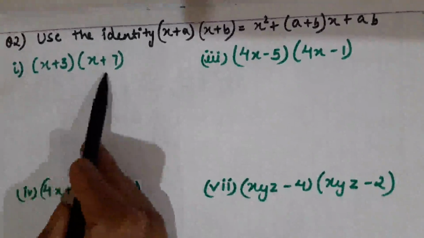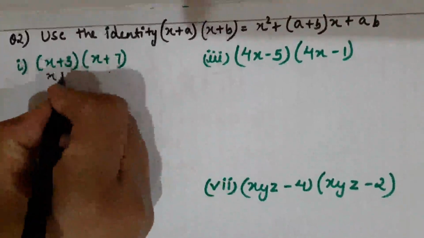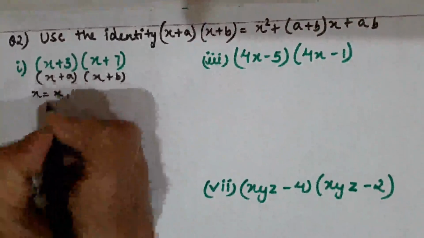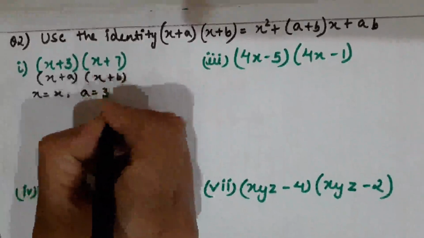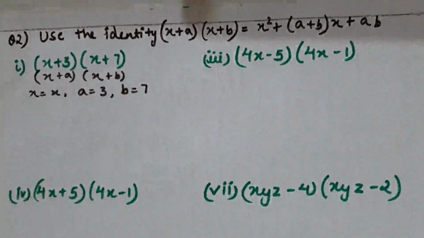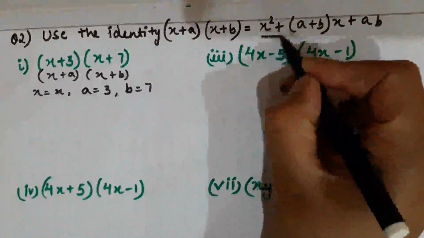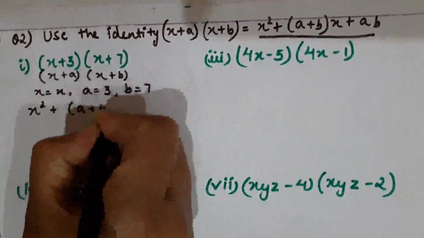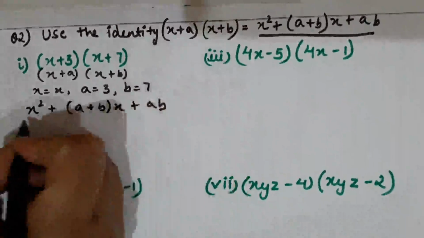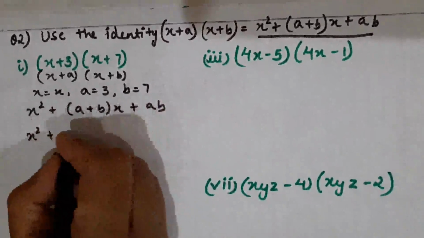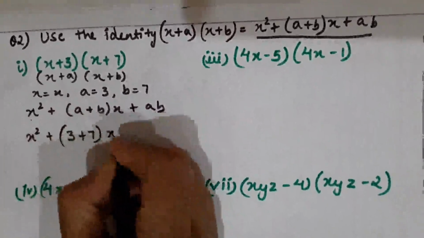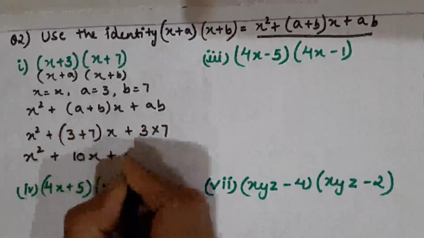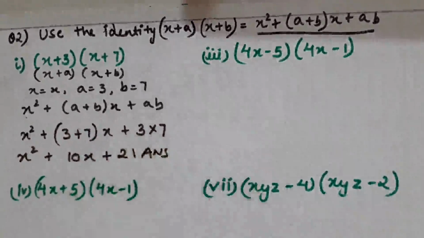(x plus 3)(x plus 7). So if we put the formula here like this, x is x here, then a is 3 here and b is 7 here. Now you have to put these values inside this formula. Now the formula is x square plus (a plus b)x plus ab. So x square is x square only, a is 3, b is 7, and ab is 3 into 7. It gives you x square plus 10x plus 21. So in this way you have to solve.